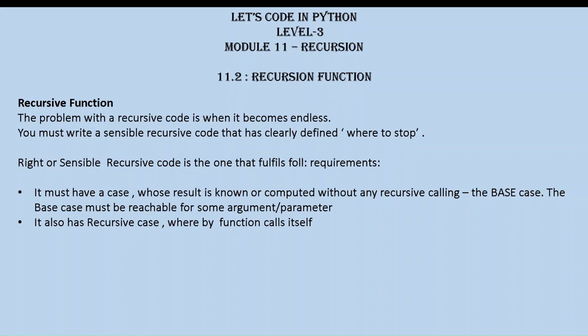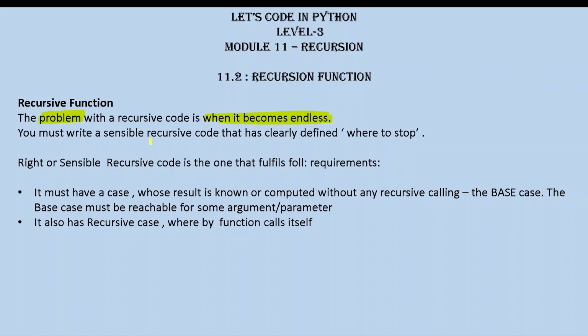The problem with recursive code is when it becomes endless. So this is the main problem. Why recursion is avoided, or what precaution should be taken whenever we are thinking of designing a recursive function, is we have to avoid this because it becomes a problem when it becomes endless. Okay, when we get stuck inside the loop and there is no end to it. That's the meaning of something becoming endless.